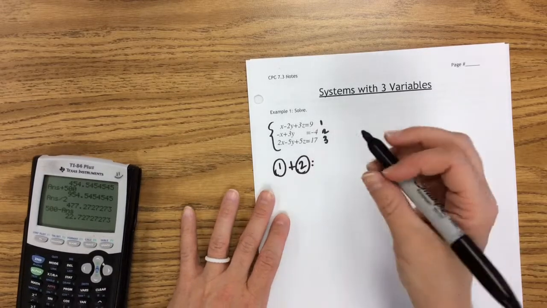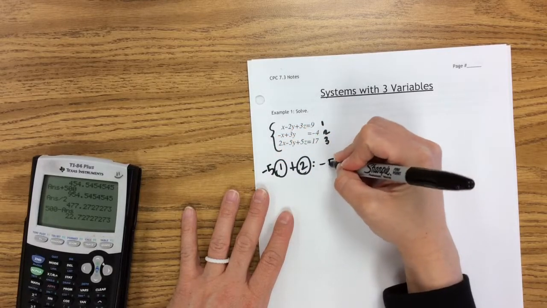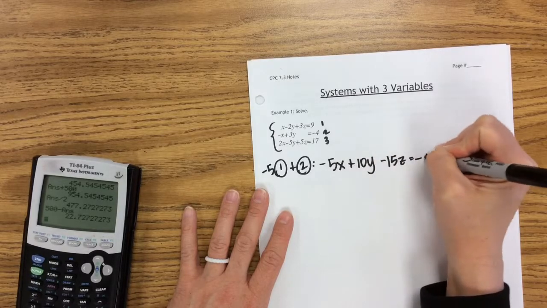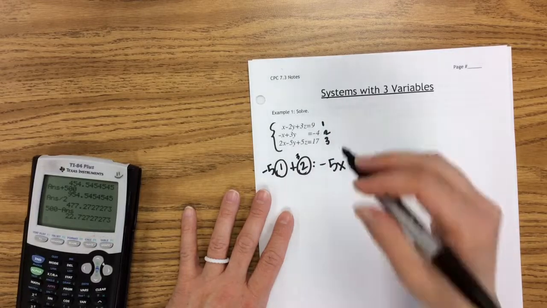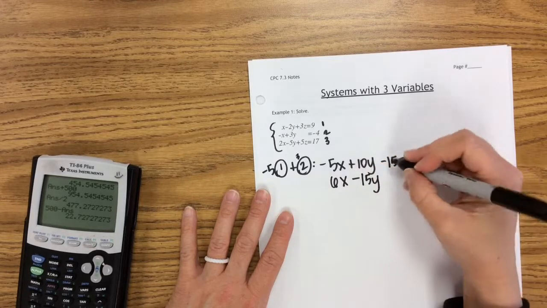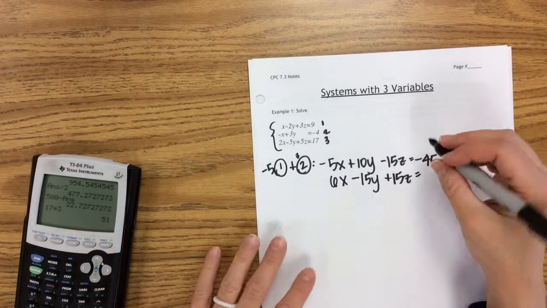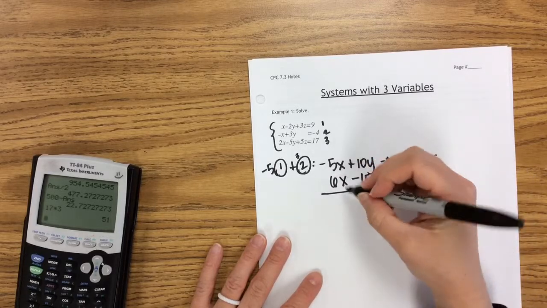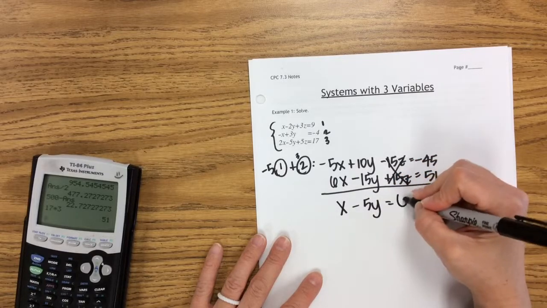I'm going to take equation 1 and I'm going to multiply that one by -5 to get -5x plus 10y minus 15z equals -45. I'm going to take equation 3 and multiply by 3 to get 6x minus 15y plus 15z equals 51. I'm going to add those together and my z's cancel. I end up with x minus 5y equals 6.